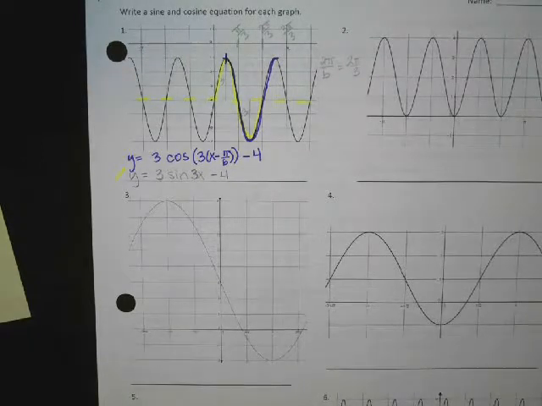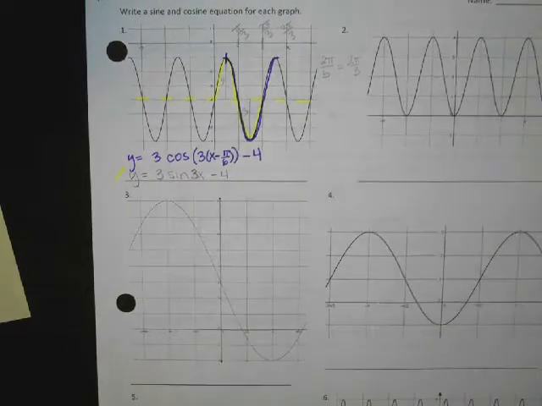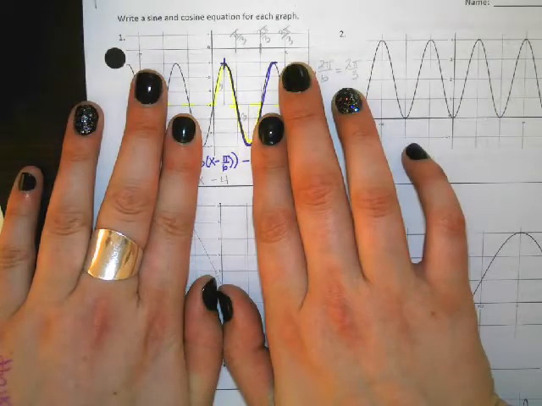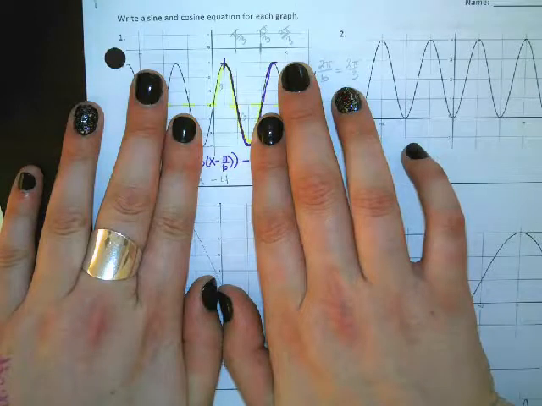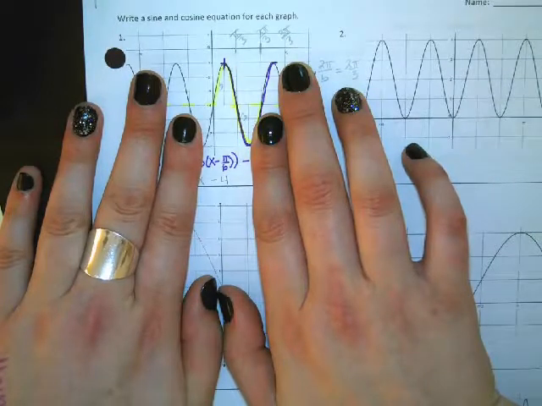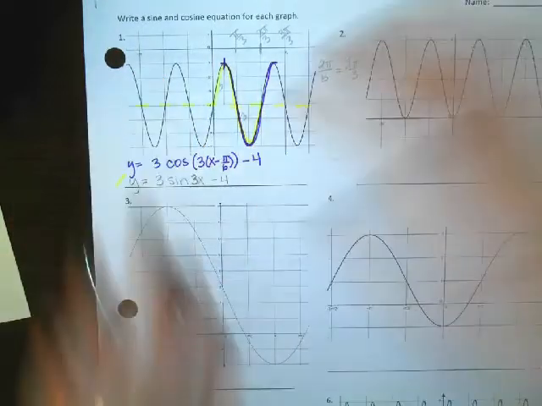We wrote 2 equations. Now, if some people in the class had done the version that shifted to the left a little bit, then their answer would be different than yours. Does that make sense? There are infinitely many ways to write the answers to this. There are lots and lots of equations you could write that would be correct. Does that make sense? Okay. Let's try number 2.